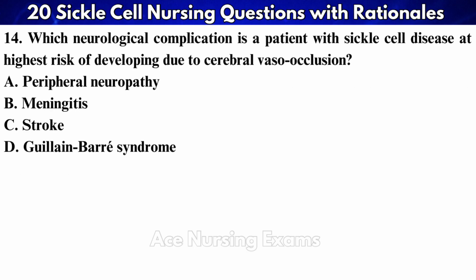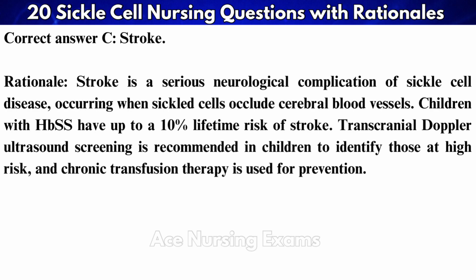Question 14. Which neurological complication is a patient with sickle cell disease at highest risk of developing due to cerebral vaso-occlusion? A. Peripheral neuropathy, B. Meningitis, C. Stroke, or D. Guillain-Barré syndrome? The correct answer is C.